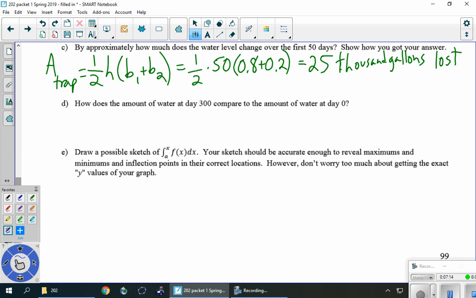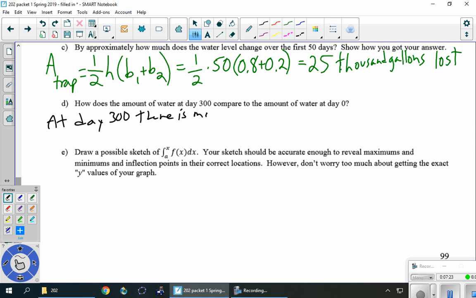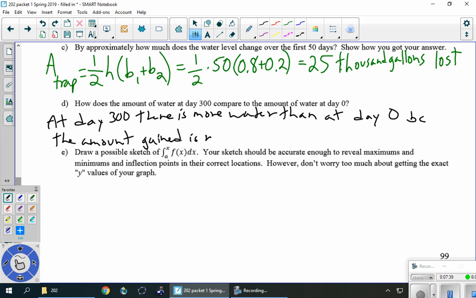So how does the amount of water compare? At day 300, there is more water than at day 0 because the amount of water gained is more than the amount lost.